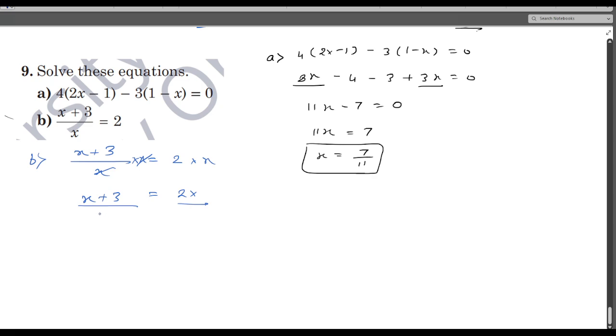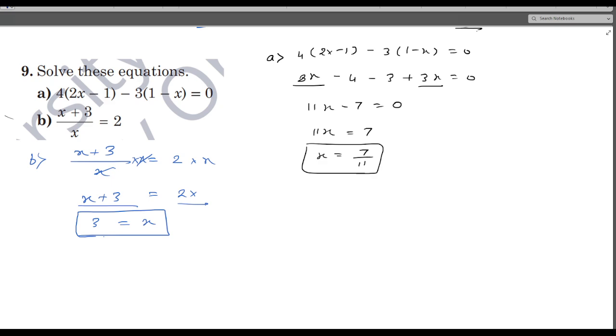Then let us subtract x from both the sides. So as you subtract x from both the sides, here you have 3 only, and here it is 2x minus x will give you x. So you have 3 is equal to x, x is equal to 3. Okay, so B is also simple. So it looks difficult, but it is a simple question.